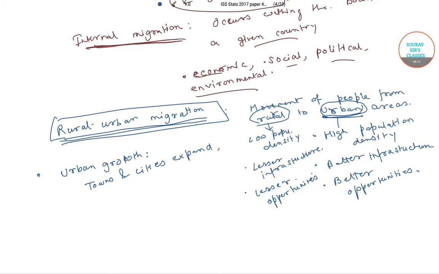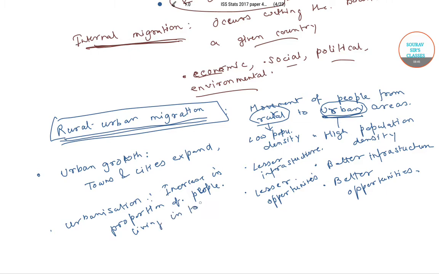And next is urbanization, that is, an increase in the proportion of people living in towns and cities.